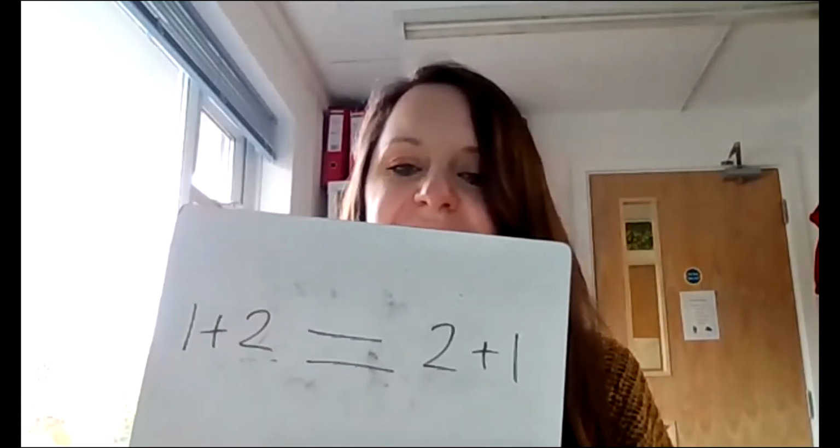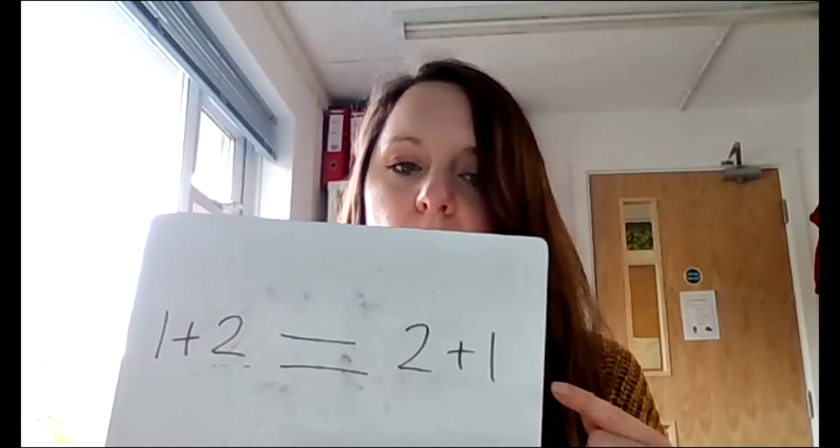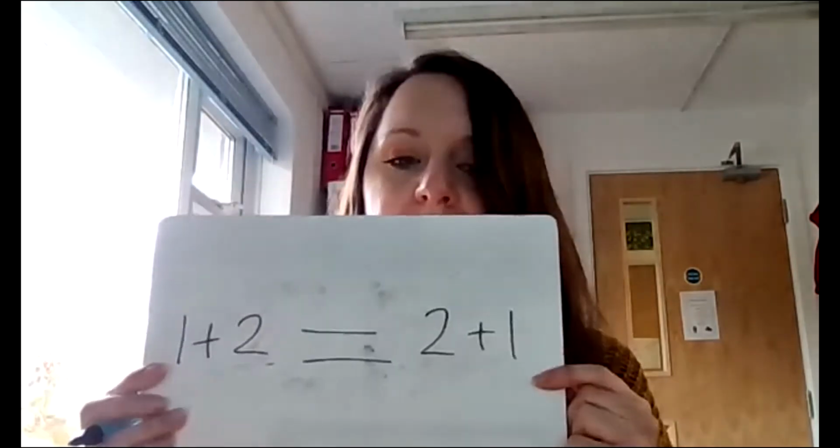I could be very clever and write 1 add 2 is equal to 2 add 1, because we know that when we add, we can do add in any order. So 1 add 2 is the same as 2 add 1. Equals the same value, the same on both sides. So today we have the equal sign, and everyone's going to say with me, equals means the same value. That was sign number 1.